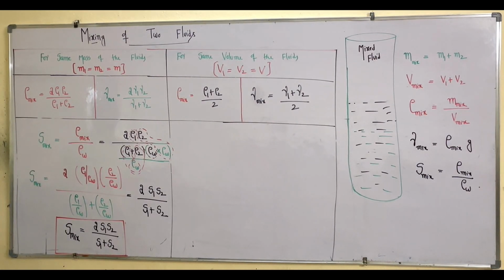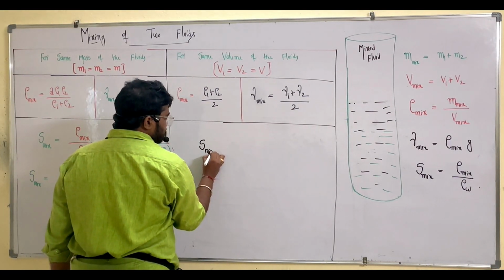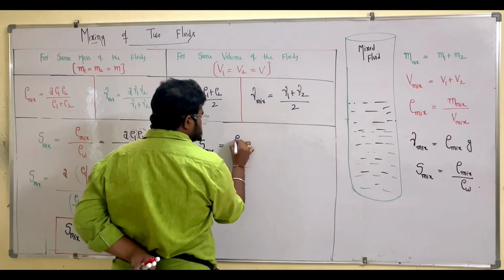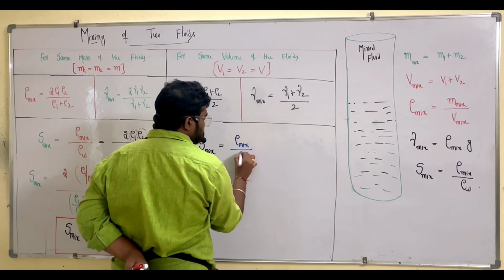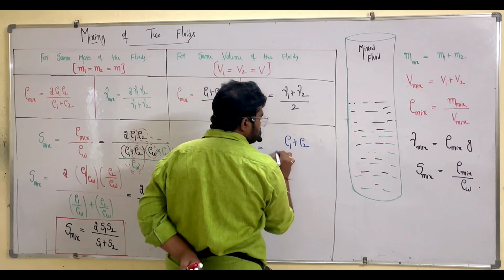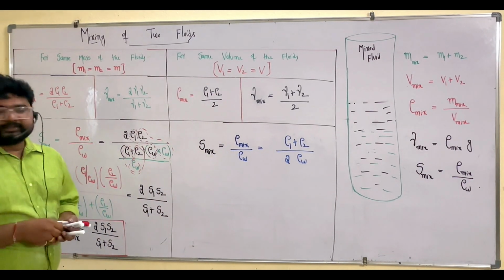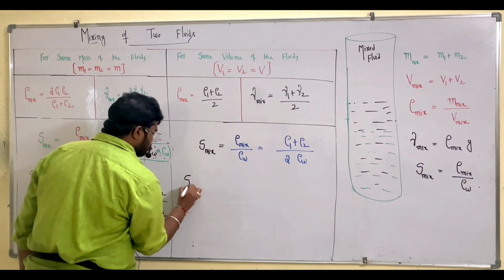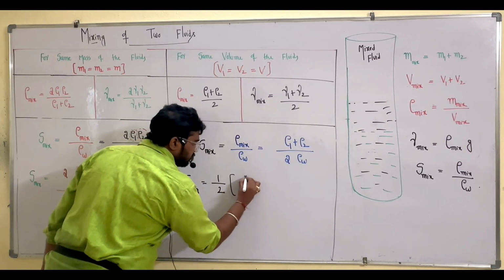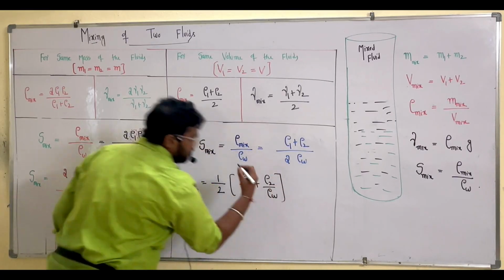Clear? Then what is S mixture here? S mixture is the density of the mixture by the density of water. So what is the density of the mixture here? It is (rho 1 plus rho 2) by 2 times the density of water. Clear? So then what do you get? S mixture equals 1 by 2, rho 1 by rho W plus rho 2 by rho W, where rho W is the density of water. Now what will you get?